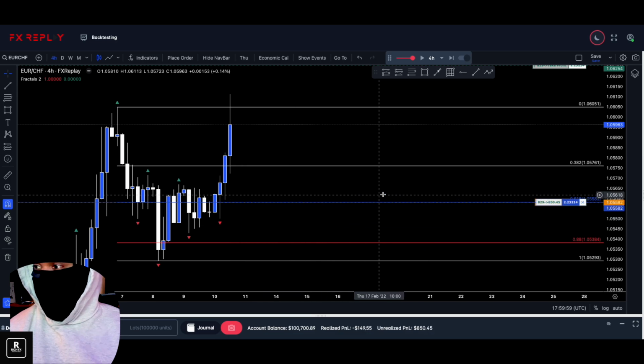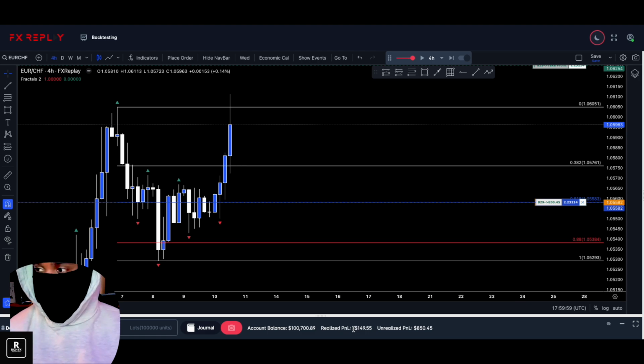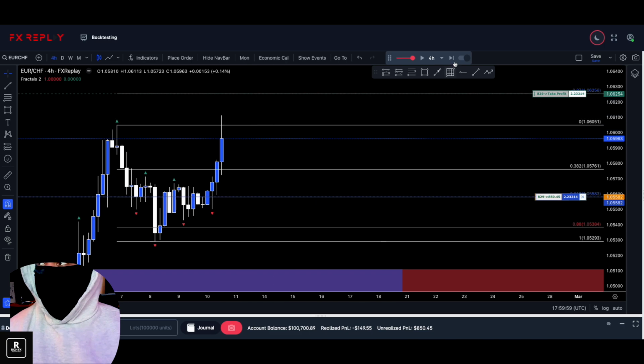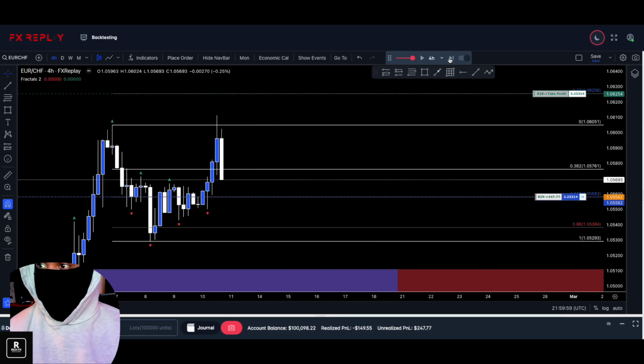I'll take 50% off the table. And now as you can see, we're in a drawdown of $1,000 because we lost one trade, but in this case we actually secured our 50% off the table, right? Our stop loss is at break even. Now I'm only down $149, right? Now in this case, what we're going to do is let the trade run, right?